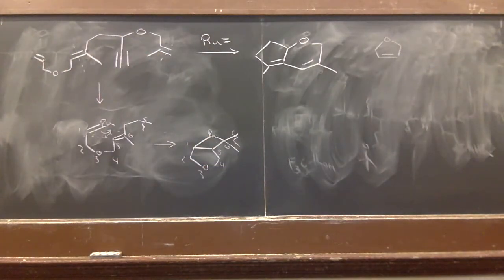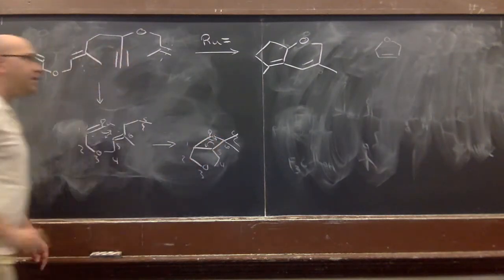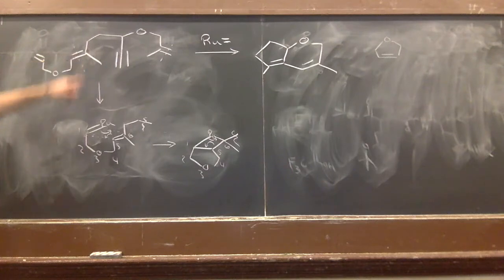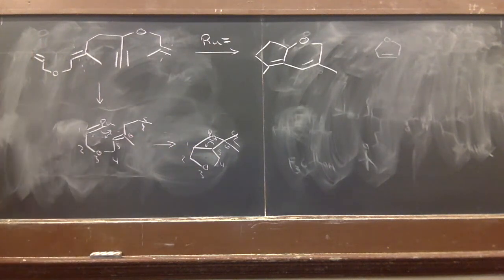Okay, and then what's going to happen here is now we'll do the retro 2 + 2 in this direction. And that's how we're going to get the ruthenium alkylidene there. So you notice that when you do that retro 2 + 2, the alkene that's being generated, that goes away, is actually that furan. Does everybody see that?